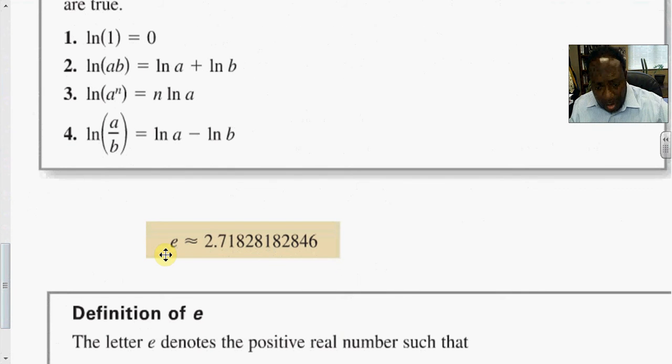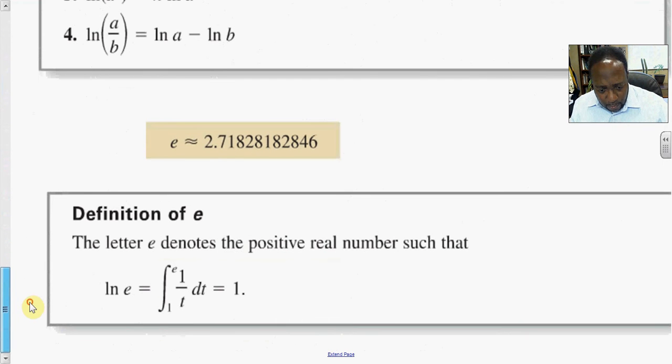The base e number, a fixed constant, is close to 2.71828, and so on. So we can understand that the integral of 1 over t dt, as t is evaluated from 1 to e, is equal to 1. But this gives you the natural log of e, and we know that the natural log of e is defined as 1.